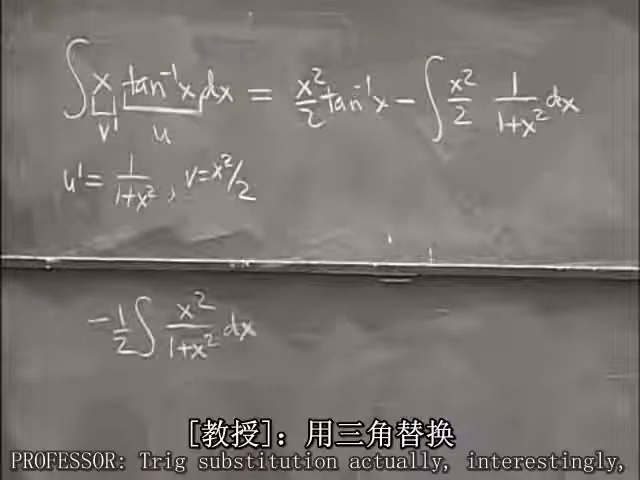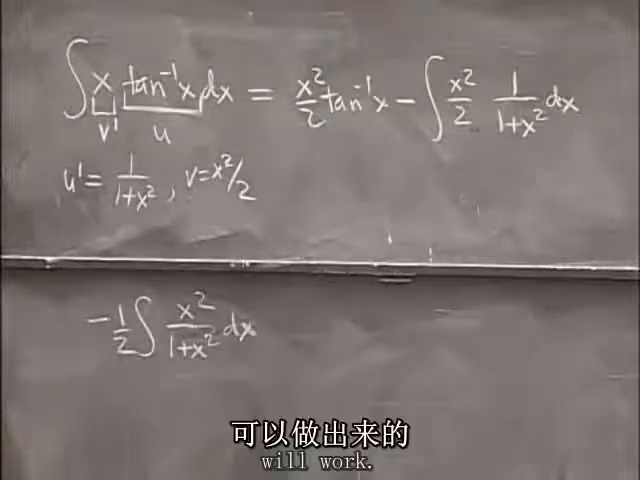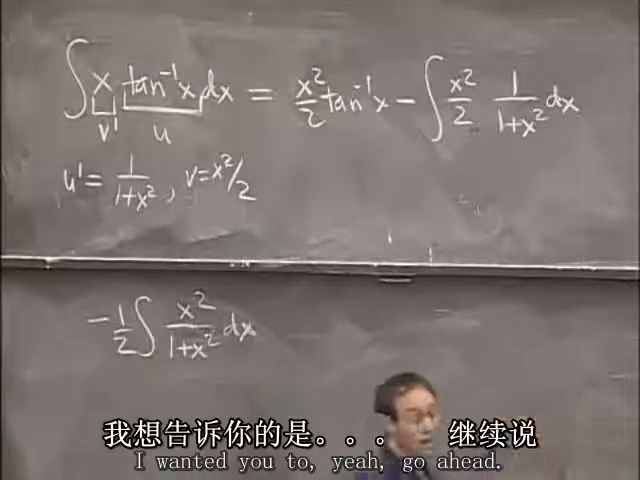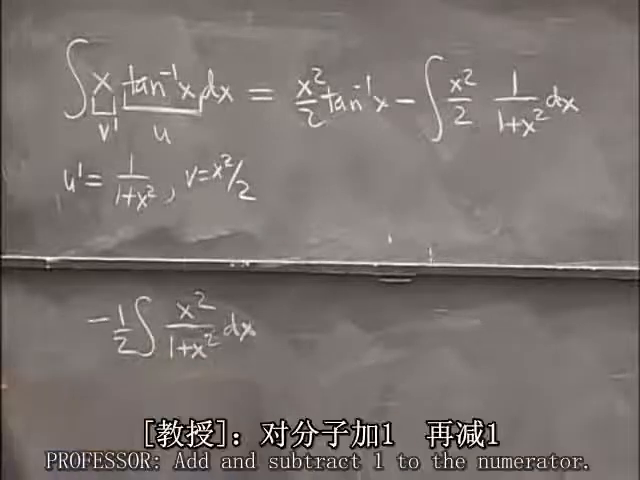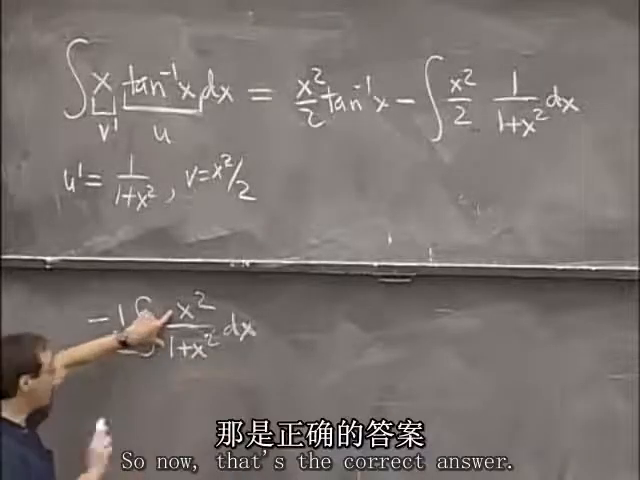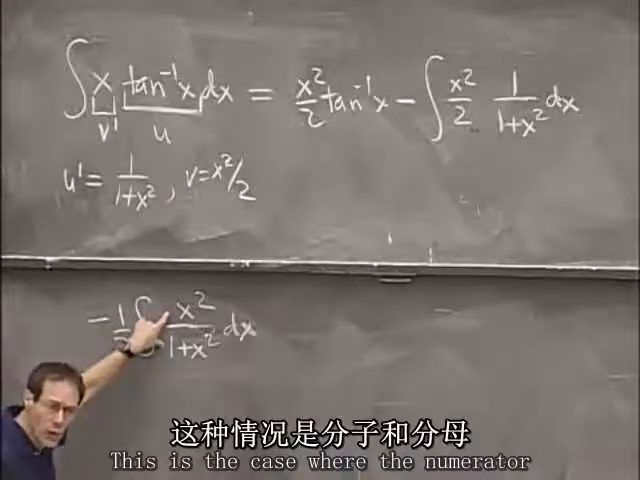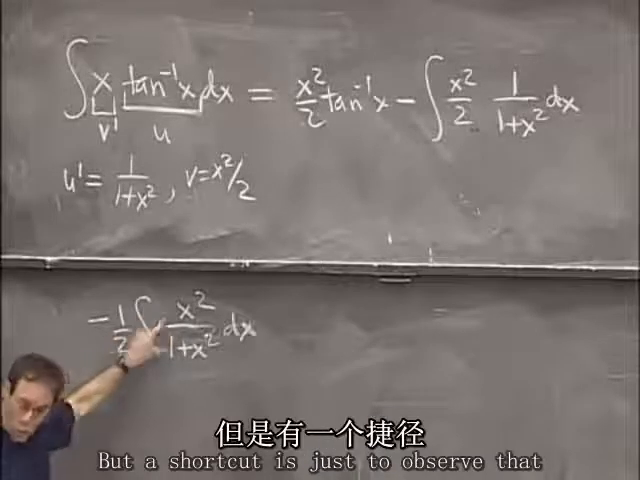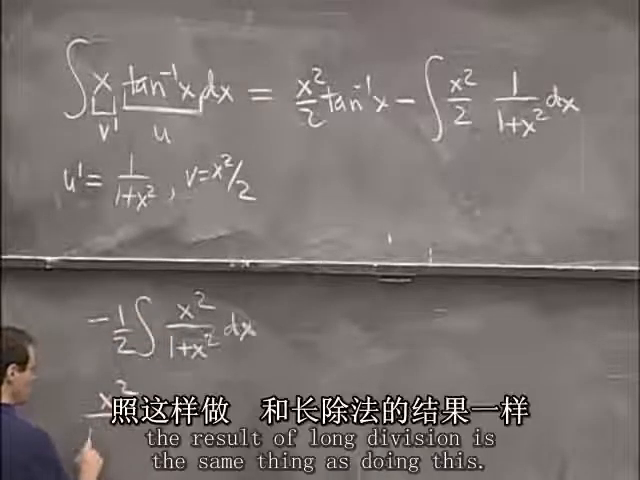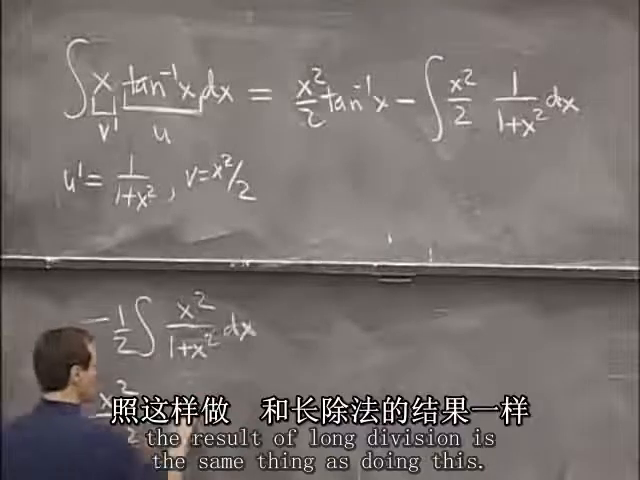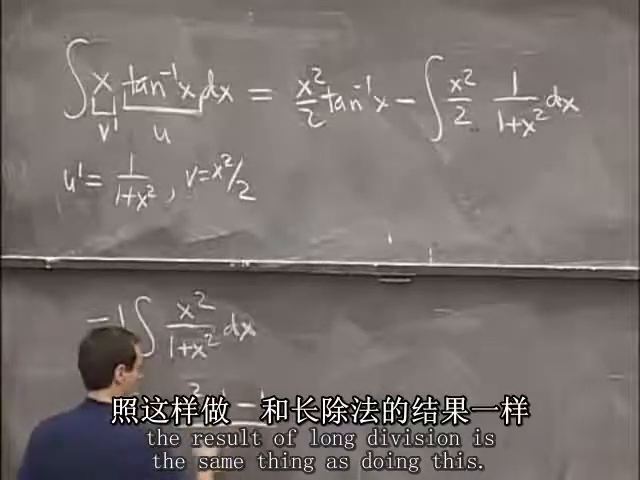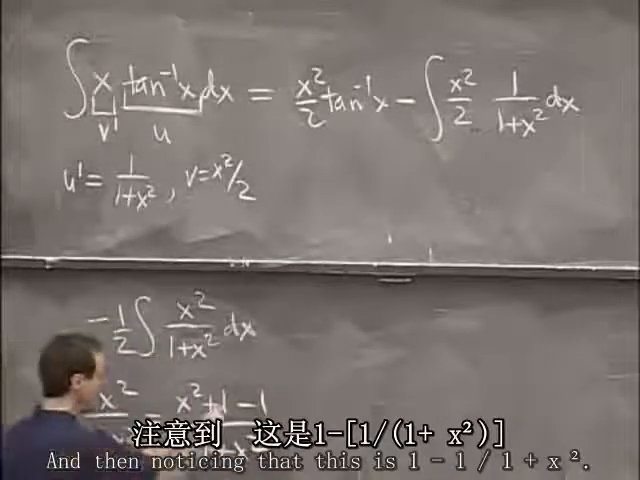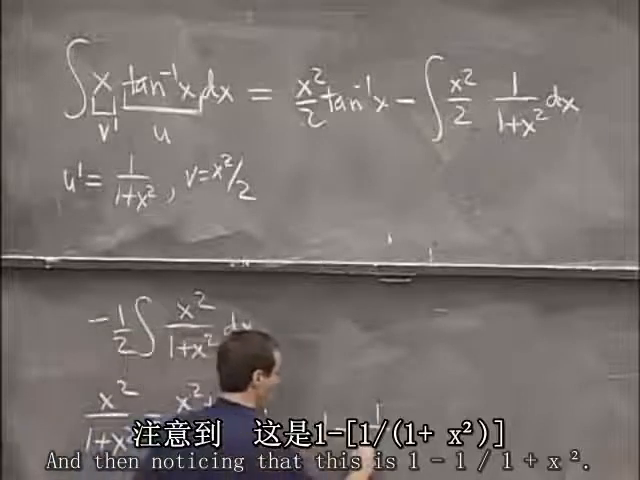Trig substitution actually, interestingly, will work. But that wasn't what I wanted you to do. I wanted you to, yeah, go ahead. Add and subtract 1 to the numerator. So now, that's the correct answer. Now, this is the case where the numerator and the denominator are tied, and so you have to use long division. But a shortcut is just to observe that the result of long division is the same thing as doing this. Okay? And then noticing that this is 1 minus 1 over 1 plus x squared.